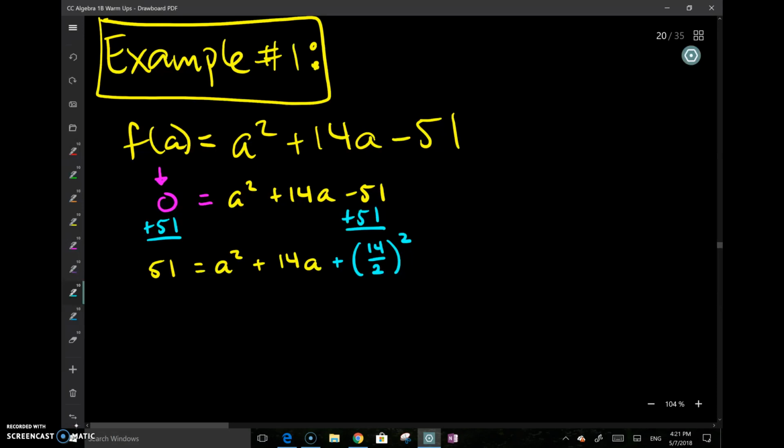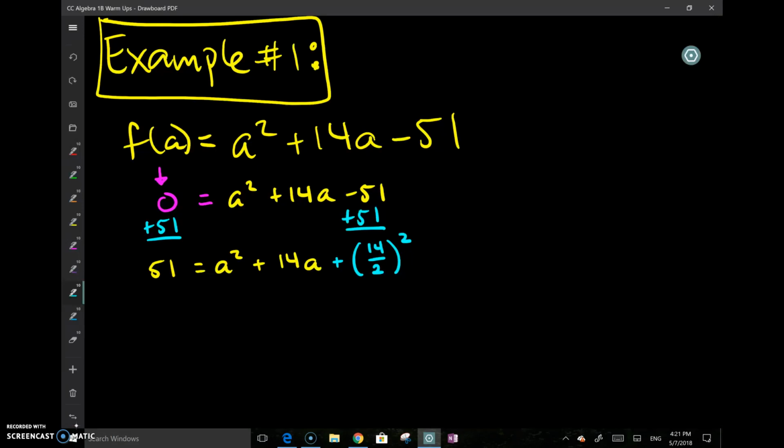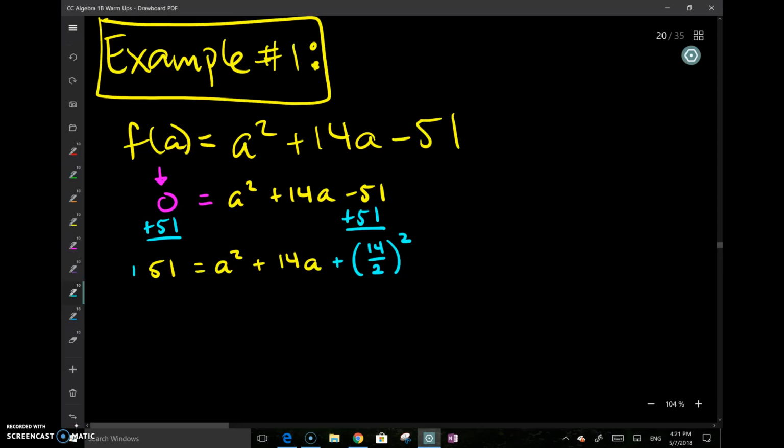Now, because it's an equation, you have to balance both sides. So whatever you do on one side, you have to do to the other side as well. So I'm going to go to this side and do the same. So 14 divided by 2, and then squared. Okay. Now what I get from this, when I divide 14 by 2, is I get 7. When I square 7, I get 49. So now I have 49 plus 51 is equal to a squared plus 14a plus 49 here as well. Okay. Now I need to simplify the left side. So 49 plus 51 would be 100.